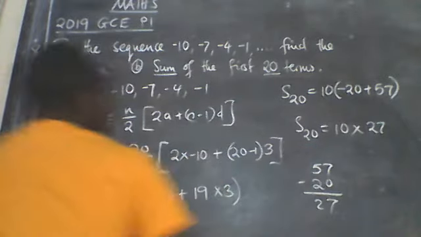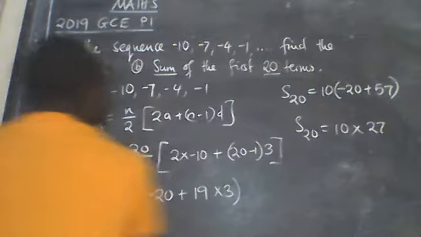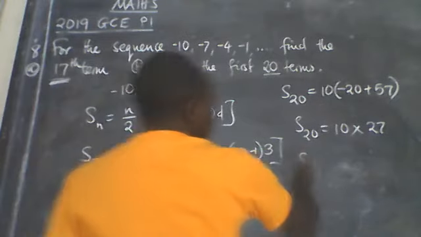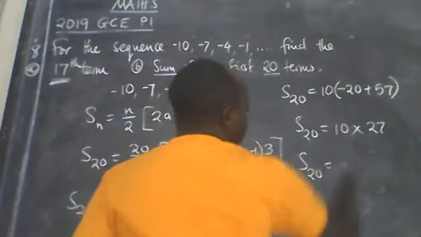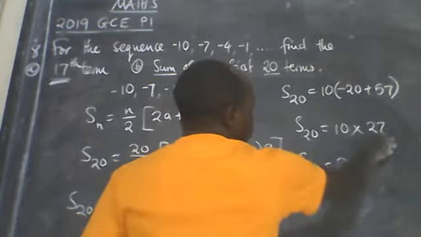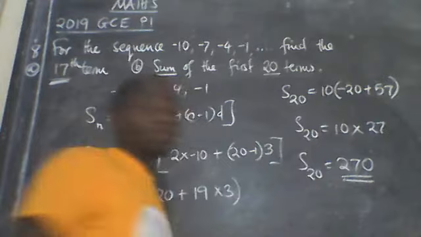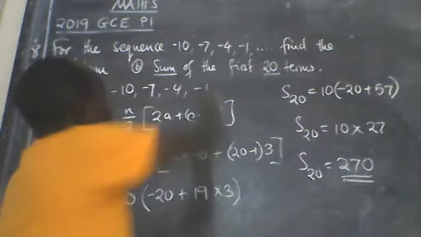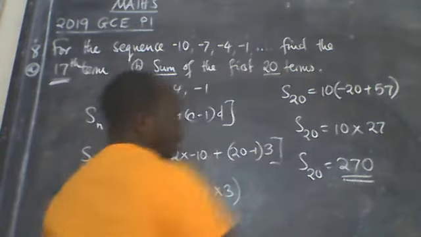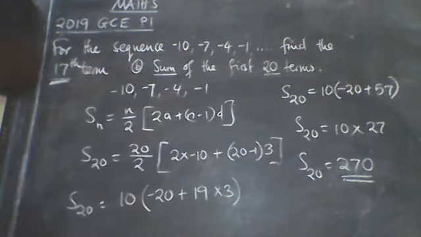So my final answer now will be: the sum of 20 will be equal to, I'll multiply there, which will be 270. And that will be the sum of the first 20 terms of this. It will be this number. Okay? Next question.